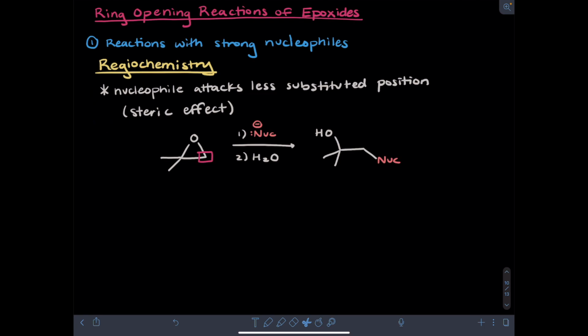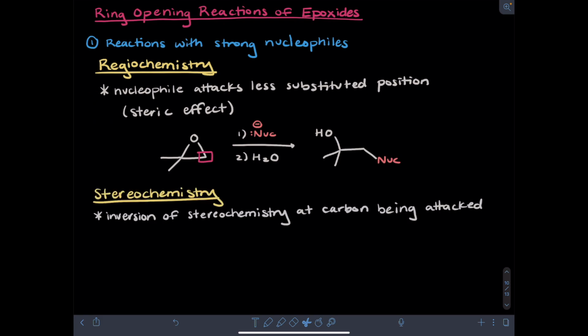In the product of this ring opening reaction, the nucleophile would be added to the right carbon, and the oxygen of the epoxide ends up attached to the more substituted position, as this tertiary alcohol group on the left. In terms of stereochemistry for epoxide ring opening reactions, anti-addition is going to occur, and there will be an inversion of stereochemistry at the carbon that's undergoing nucleophilic attack.